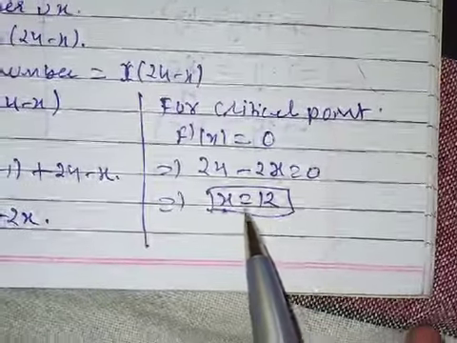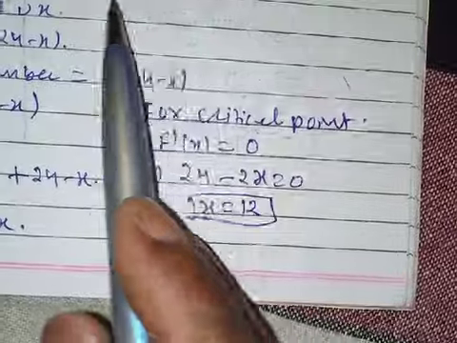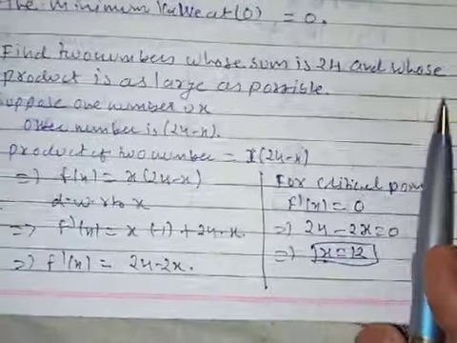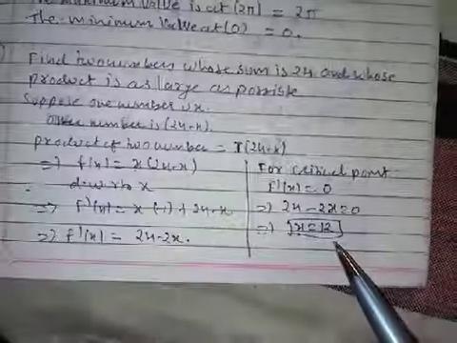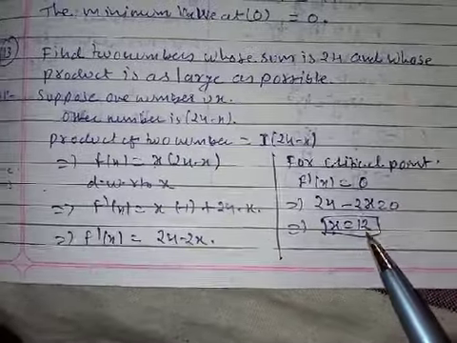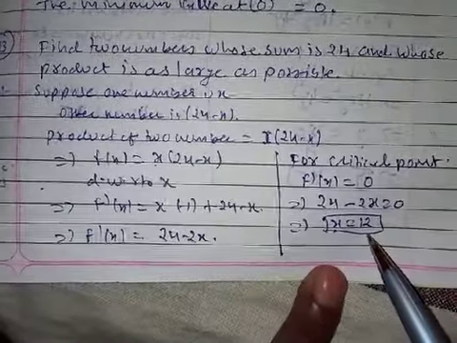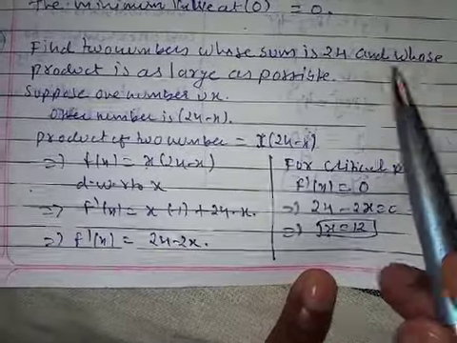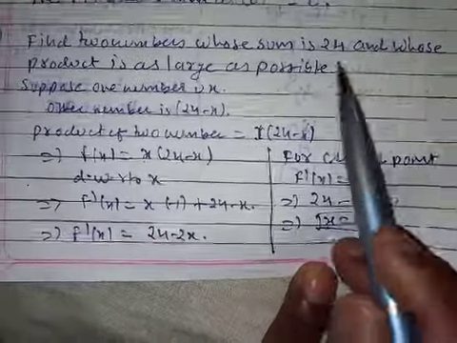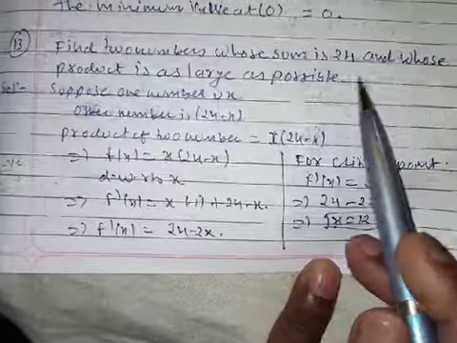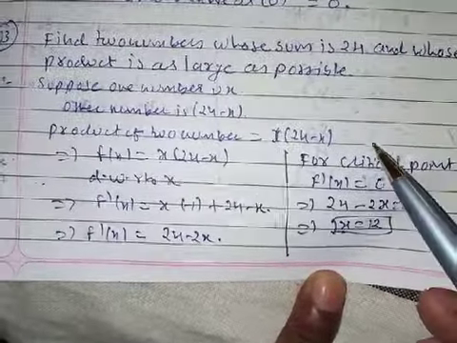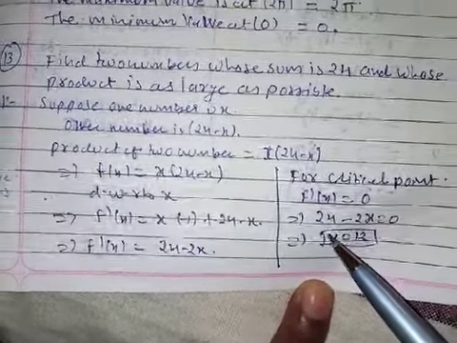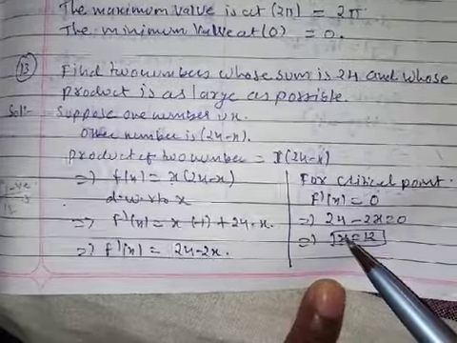The thing is that x is equal to 12. Now, no range is given. If the range had been given, we would have checked x equal to 12, the critical point, and the end points of the range, but no interval is given. So it is better to apply the second order derivative test.